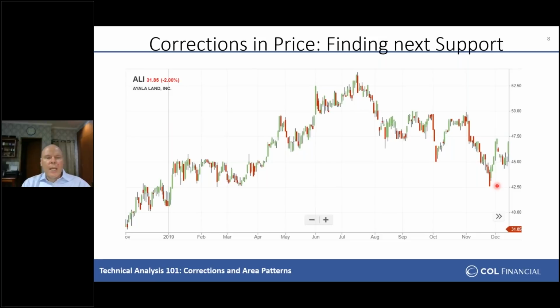So let's have a look at this Ayala Land chart here. You can clearly see that this was an upward move, eventually turning a little sideways, and then eventually turning downwards. So first things first, let's just draw our typical trend lines. We have a longer term trend line here, and we have a shorter term trend line drawn into the first one here.